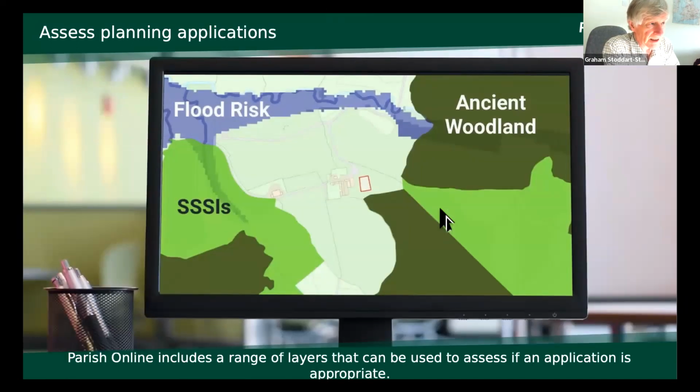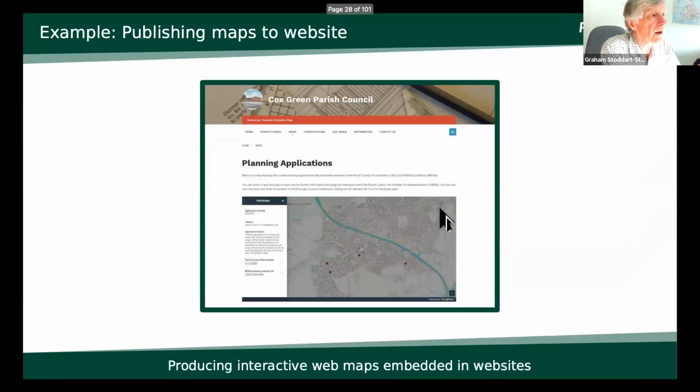Planning applications is probably the most used thing for which I've seen Parish Online used. You can demonstrate why a planning application should or should not go through, because often people don't take everything into account, but you can show everything that may have an implication for any one application, and people make much more knowledgeable decisions.